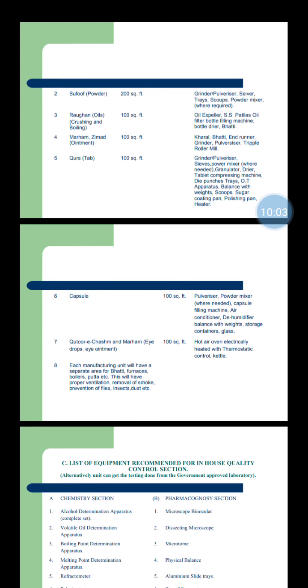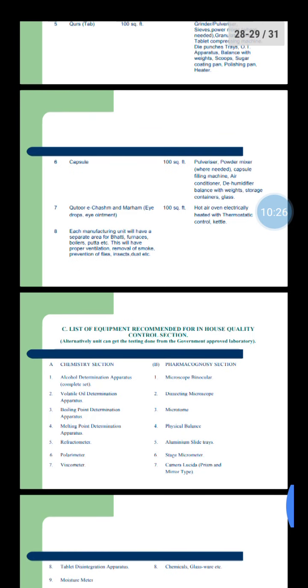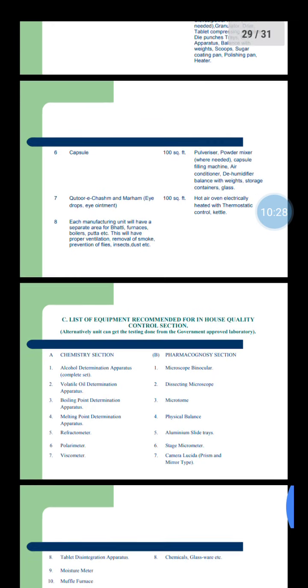Then qurs tablet, 100 square feet area required: a grinder, pulverizer, sieve, powder mixture required, a granulator dryer, tablet compression machine, die punches tray, appropriate balance with weights, a sugar coating pan, polishing pan and heater. Then capsule, 100 square feet area: pulverizer, powder mixture required, capsule filling machine, air conditioner, dehumidifier, balance with weights, storage container and glass.